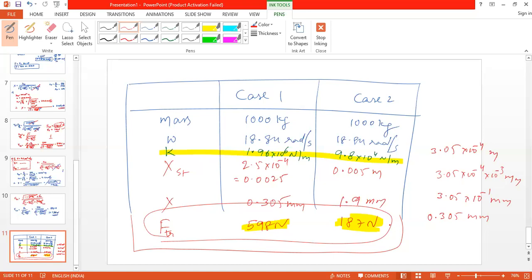So we have various problems regarding this. That is vibration isolation: what is the amount of force being transferred to the ground, and what is the displacement of the mass. So far, whatever equations we have studied, we need to use those equations to solve the problems on forced vibration.